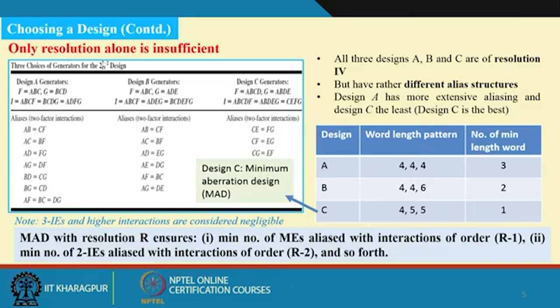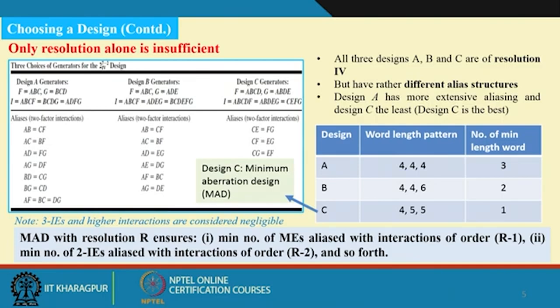Okay. So, but many a time what happens, you will find out that only resolution is not sufficient. For example, you consider a 2 to the power 7 minus 2 resolution 4 design. We are assuming that resolution 4 we fix. Now, under this situation for the resolution 4 case, you see how you can generate the design. So, here how many factors are there? 7 factors. That means A, B, C, D, E, F and G, 4 plus 3, 7 factors.